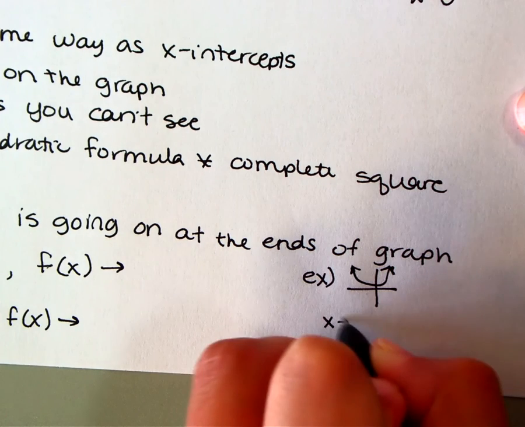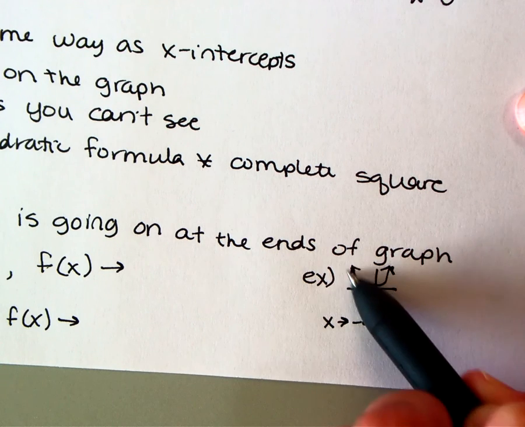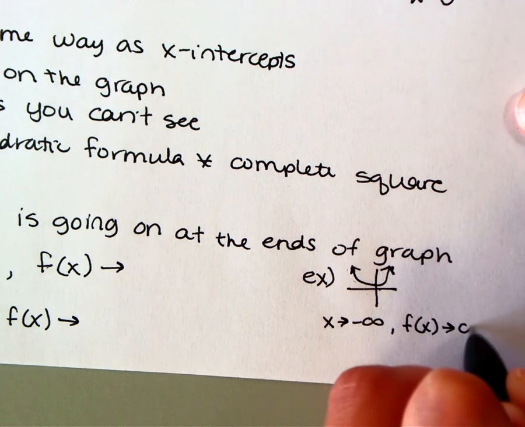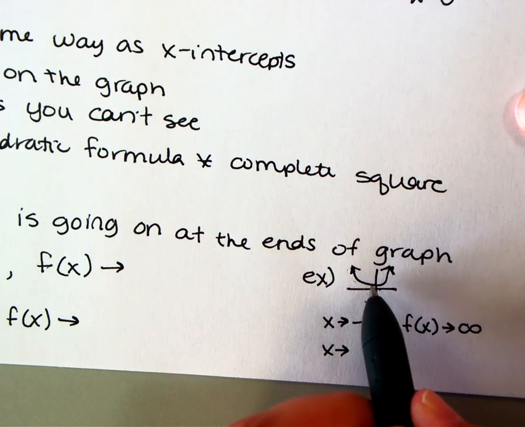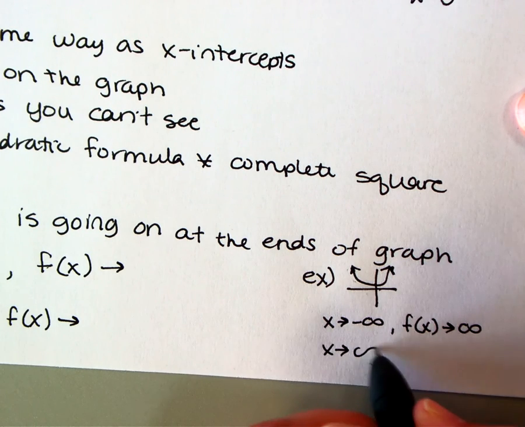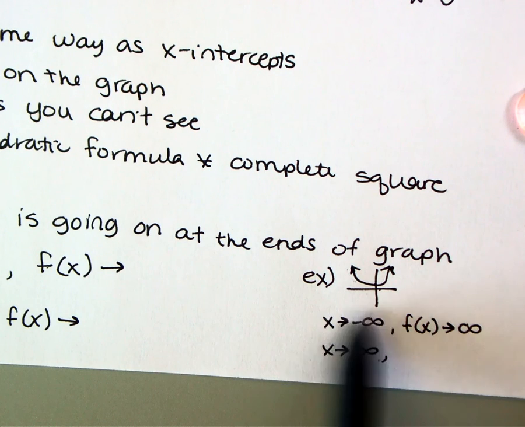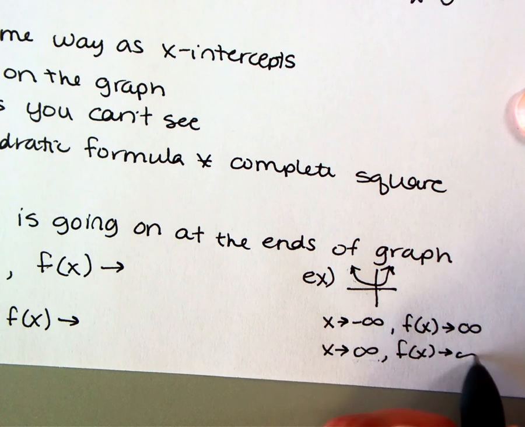So as x is getting smaller, as it's approaching negative infinity, we are going to the left-hand side. F of x is going up, so it's going towards positive infinity. And my x on the other side, as it is increasing in value, as we approach positive infinity, this will always stay the same. It's your f of x that changes. F of x is still approaching positive infinity.